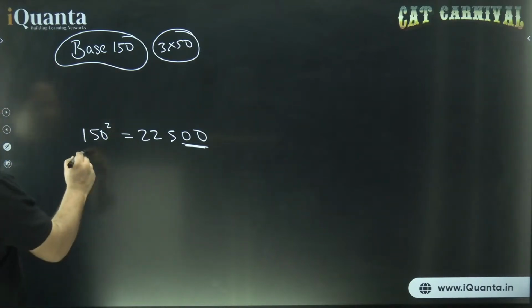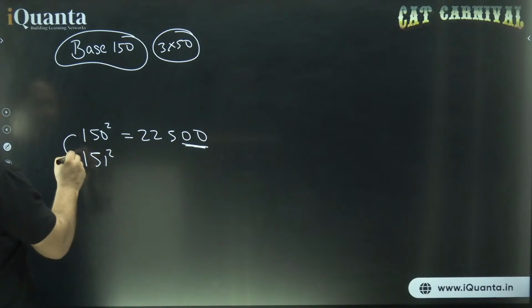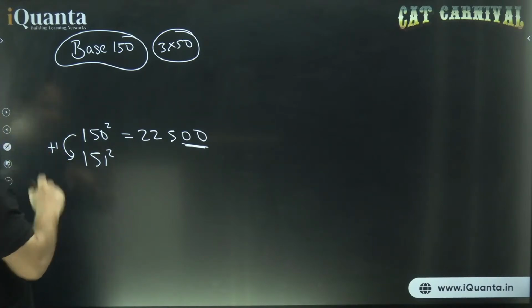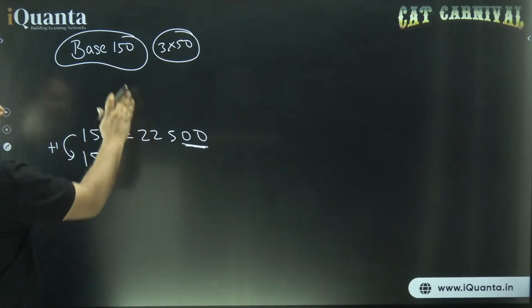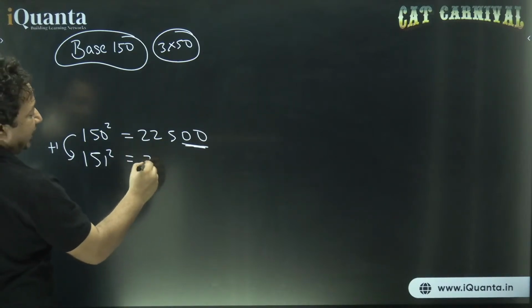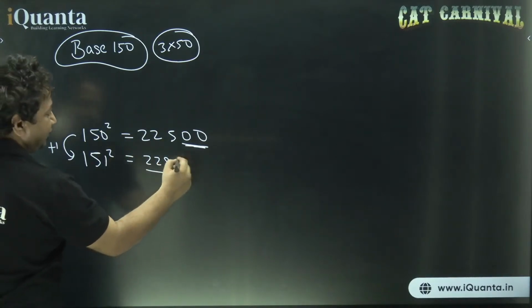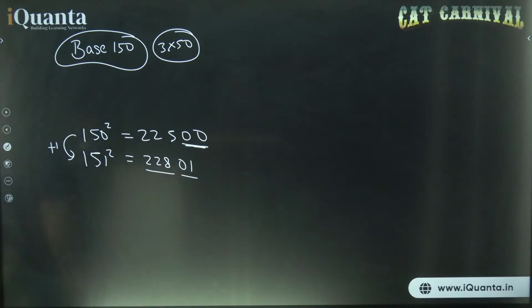So if I want to calculate the square of 151, this is one more than 150, all I need to do is add 1 three times. That means 228. And the square of 1 is 01. We got the answer, 22801.